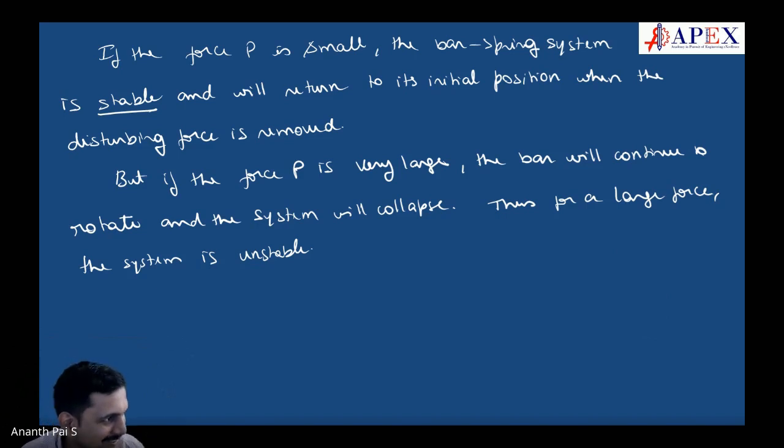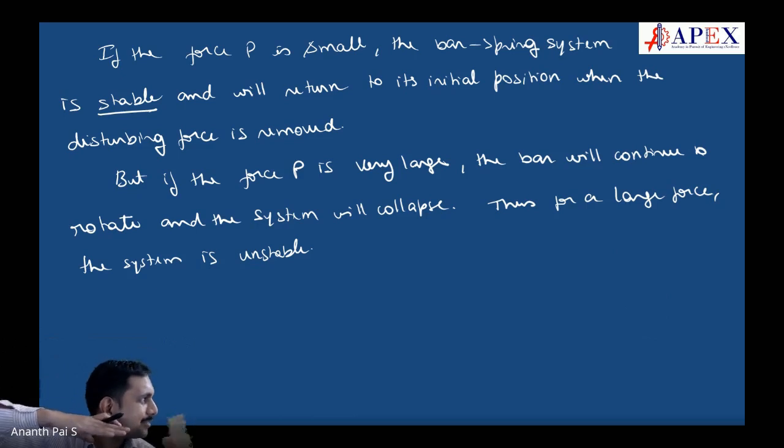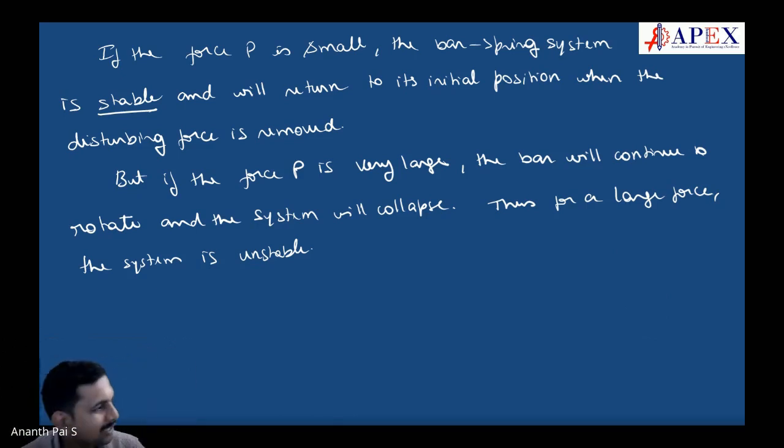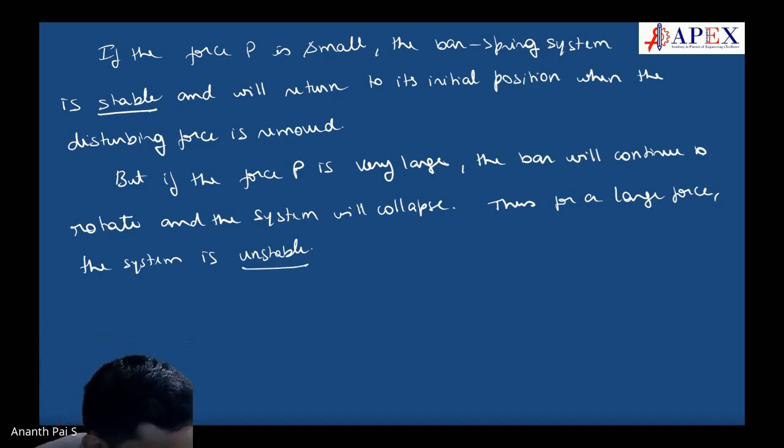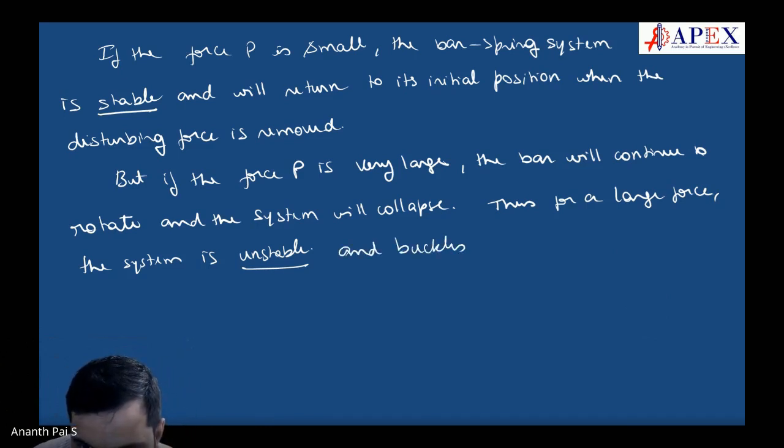So this you have to take as a rigid bar, very important. A rigid bar and a spring. The spring need not be a coiled spring only. It can be an elastic bar. It can be a thin rubber band. Here I have a rubber band, and it is coming like this. So elastic bar means it can be anything, right? So the system is unstable, and it buckles. Buckles means fails.